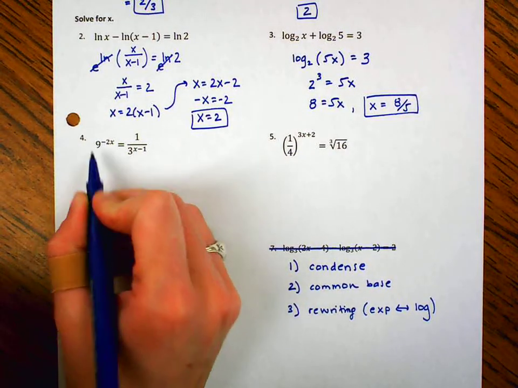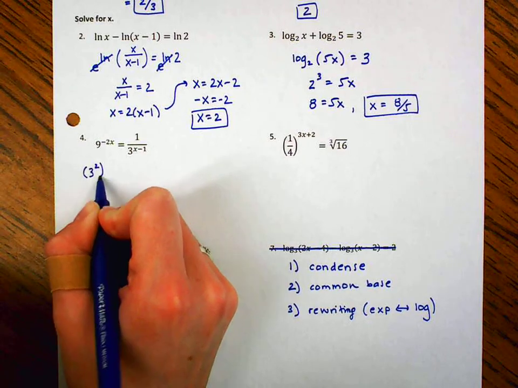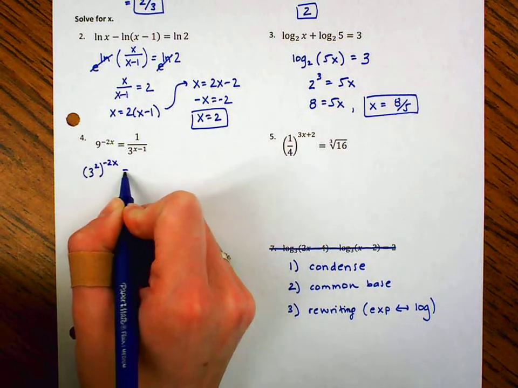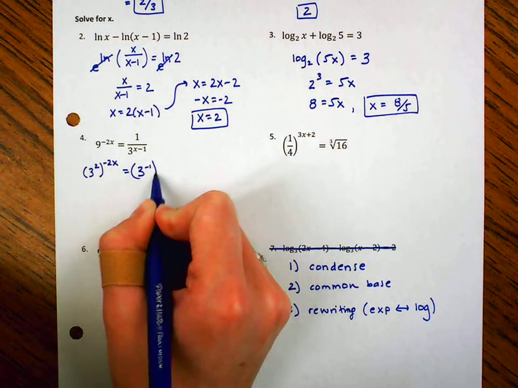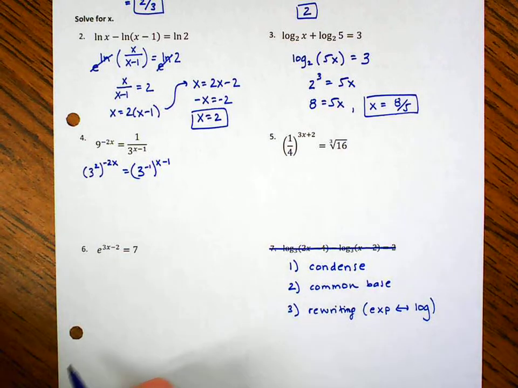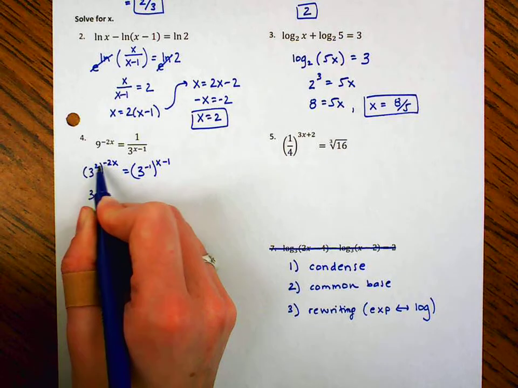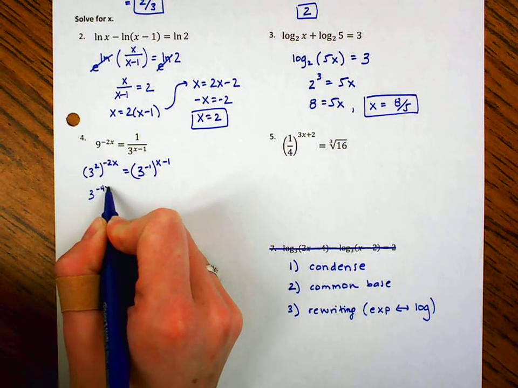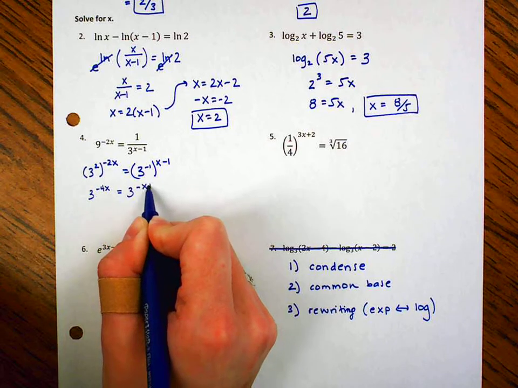So 9 is the same thing as 3 squared, so I'm going to use that common base of 3. This needs to make up to the numerator. It's flipped, so I'm going to call that 3 to the -1 to flip it back to the top, and then this is the exponent that was already there. When I have exponents raised to exponents, I need to distribute them, so we're going to multiply them, so that's going to give me a -4x. This is going to be a 3 to the -x plus 1.